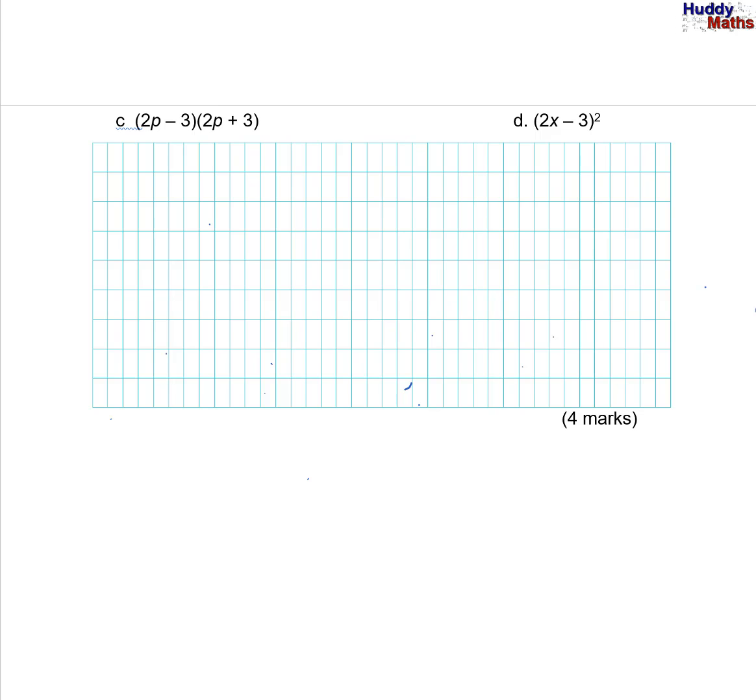2p take 3, 2p plus 3. That's the same pattern, isn't it? The first terms are the same, and the second terms are the same, with opposite signs in between them. So that's going to give us a difference of 2 squares. So writing it down, it's the first one all squared minus the second one squared. So 2p all squared is 4p squared, minus 3 squared is 9. Okay, so there'd be 1 for that, and if you got the answer straight up, 2 for the answer straight up, because you should be able to square those 2 in your head.